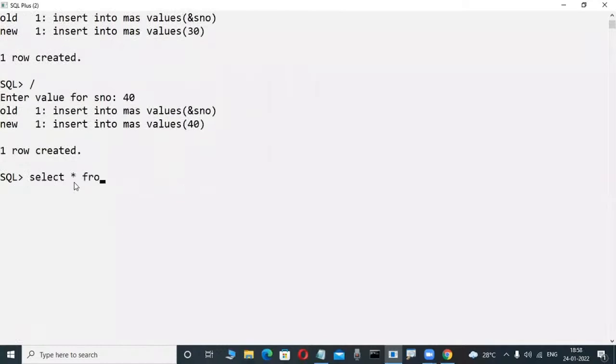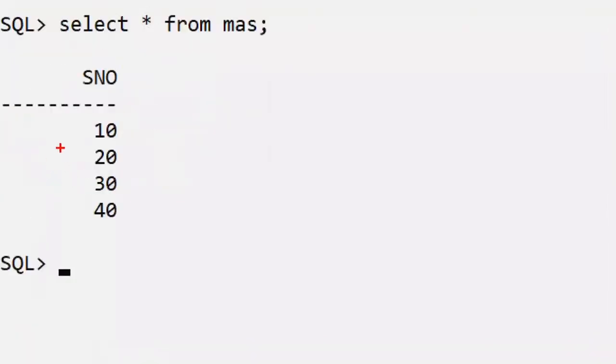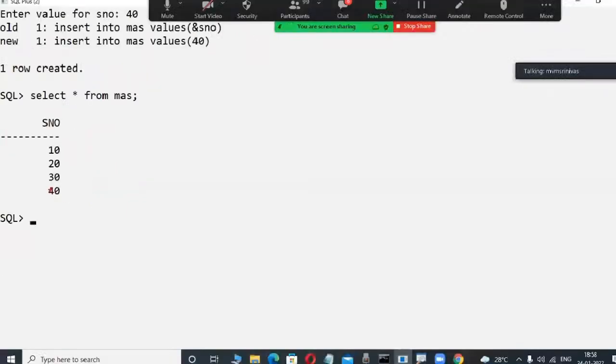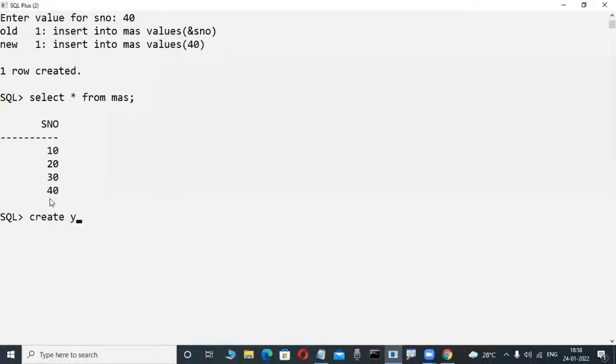That's why I'm telling, this is a master table. Select star from master, like this. Observe here, 10, 20, 30, 40 are there or not? Again, here I try to create a child table. In future, you will also create some child and master tables. So many things are there.